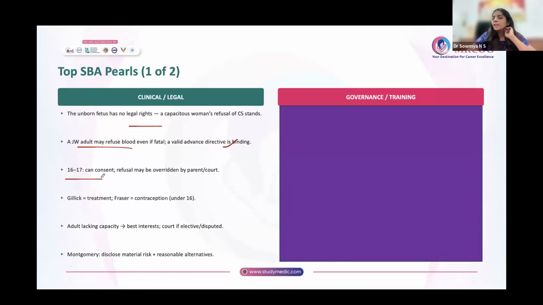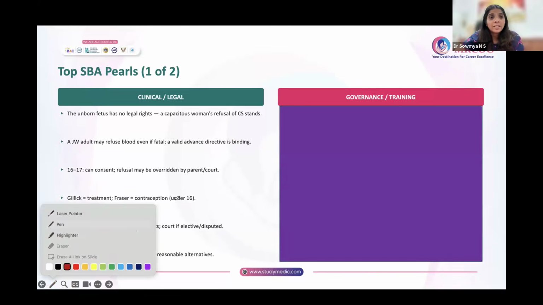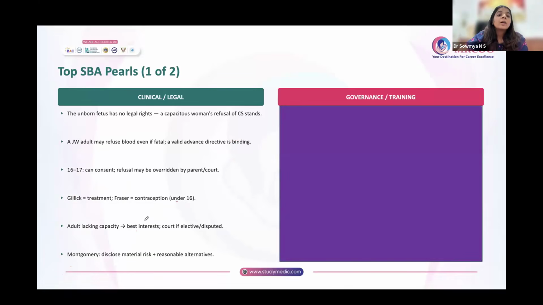16 to 17 years can consent, can agree. They cannot refuse. Gillick is for treatment, Fraser is for contraception under 16. Gillick competency, Fraser guidelines for contraception. Adult lacking capacity, you can proceed in the best interest. If they have an advance directive, you have to follow. If not, you have to proceed in the best interest.